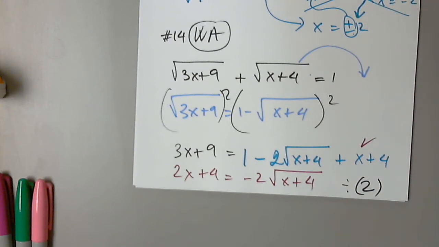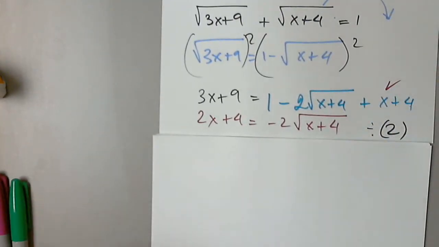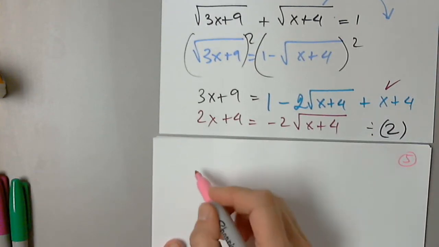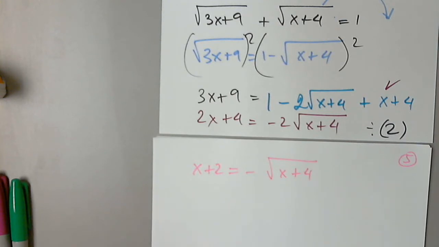Okay, I think we should finish it. So then we have x plus 2 equals negative the square root of x plus 4. It pains me when I see that some of you do not redo the problems we do in class, because that's the first step in the learning process.